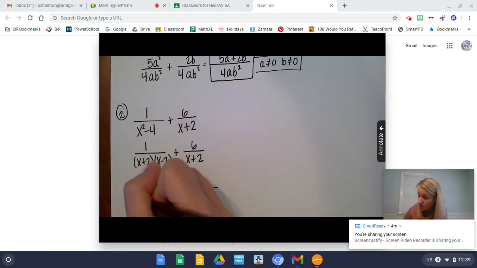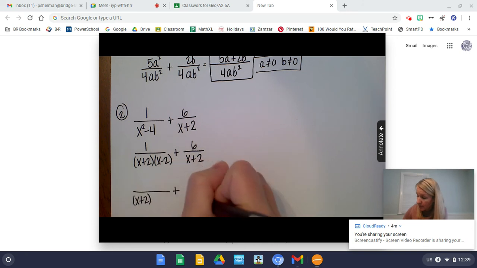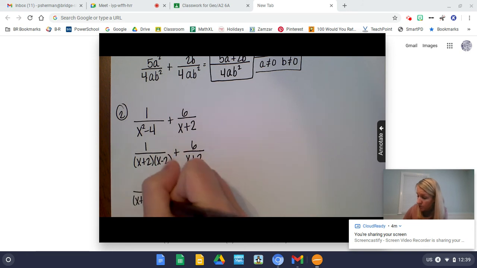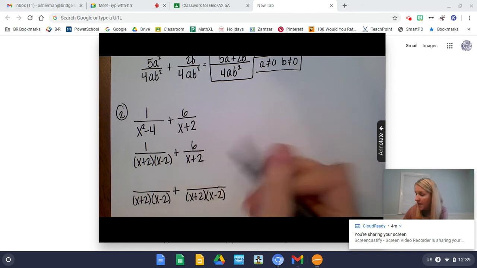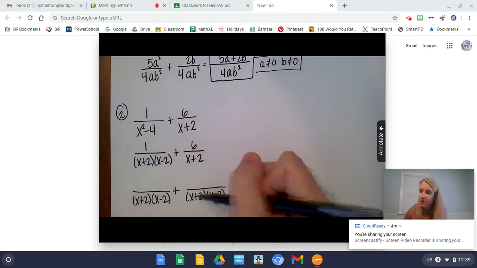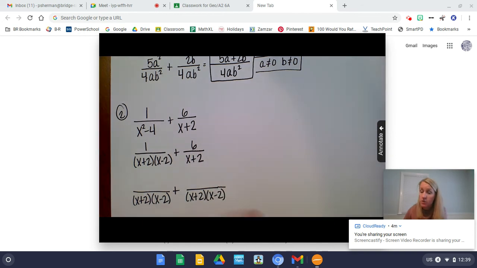So I need an x plus 2. I need an x minus 2. I just kind of go through each denominator with what's in there, making sure it's represented. And I say, oh, x plus 2, but I already have that, so I don't need to write it again. It's already represented, so I'm good.